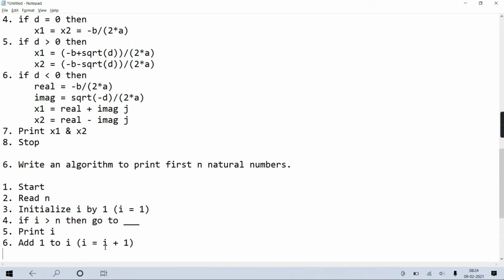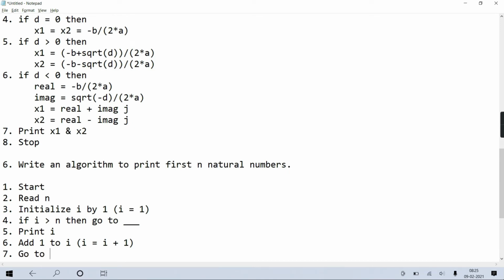So if your I is 3, then 3 plus 1 is 4, store it. 4 plus 1 is 5, store it. 5 plus 1 is 6, store it. This will go on. So if your I is greater than n, it will go to that step. But if it is not, it will print I, meaning display I, then increment I, and after that come back again for checking.